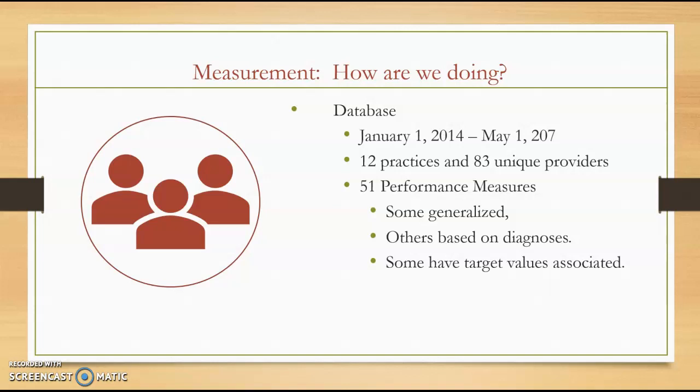The database also collects aggregated patient data related to 51 performance measures, some of which are generic, like fall screening, or whether or not a patient got a flu shot, or directly related to a diagnosis like cardiovascular health or diabetes, or even both. For each of these 51 measures, each provider has calculated a rate of compliance for each month that are associated with the practice.